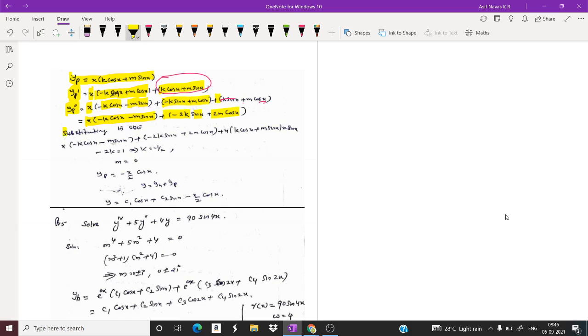Now we will substitute this in the equation. What is our equation? y double dash plus y is equal to sin x, right? So that is our equation.